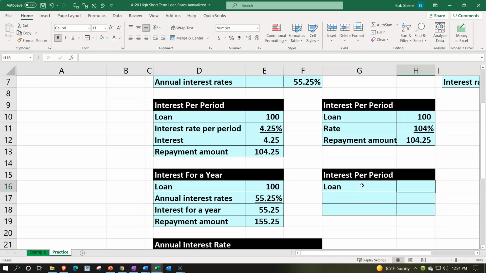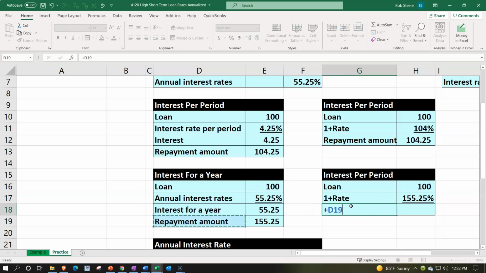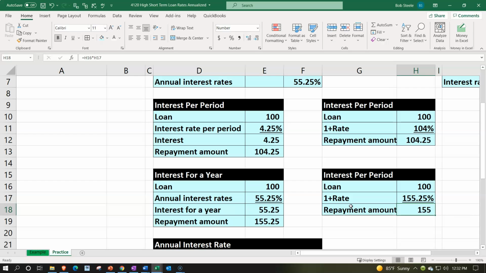But in any case, we can also calculate that this way a little bit faster, same thing. The annual interest rate is now going to be equal to 1 plus this interest rate, and that'll give us the repayment amount. So the number, percent, add a couple decimals, and then let's say this is going to be 1 plus the rate, and underline that, and then this is going to be the repayment amount. The repayment amount would be equal to the 100 times that 155.25, giving us directly that number. Once again, number group, and adding a couple decimals.